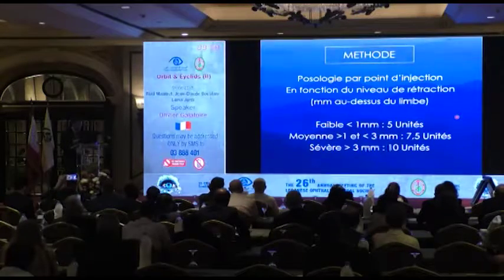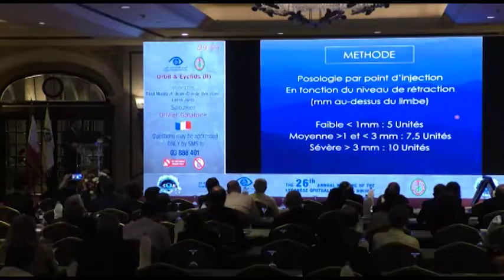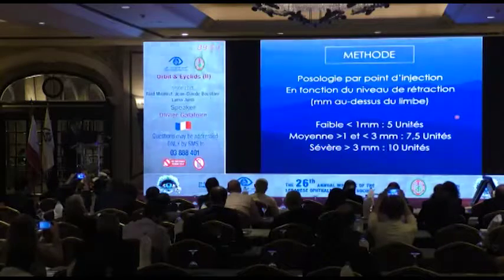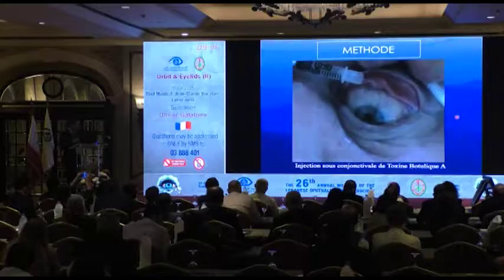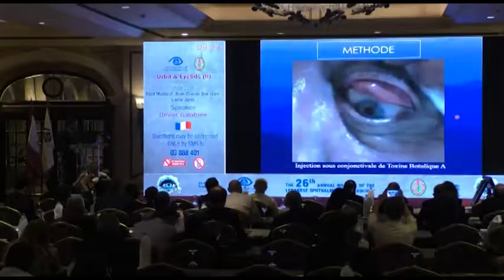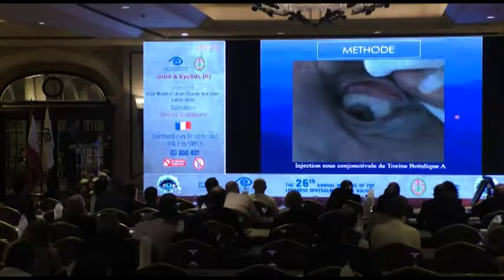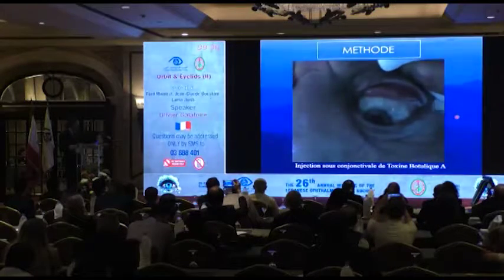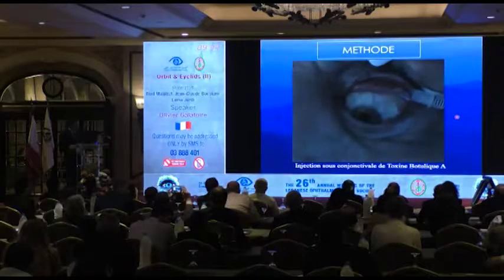For middle retraction, 1 to 3 millimeters, 7 units, and for severe retraction, at least more than 10 units, and more if you want. This is the way I inject by posterior approach in the superior part of the tarsus, subconjunctival, toward the Müller muscle and levator muscle. 2 points, as you can see here, under topical anesthesia in consultation.